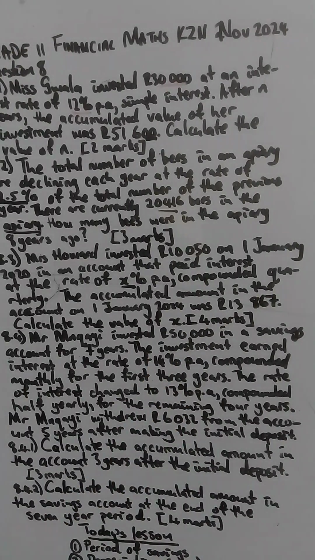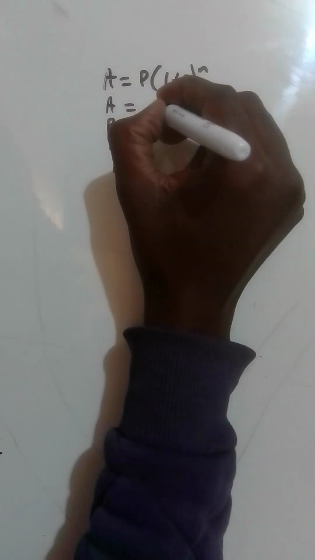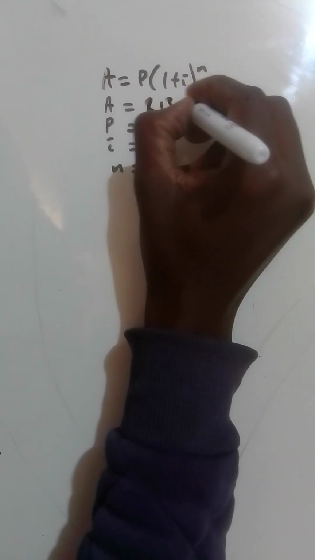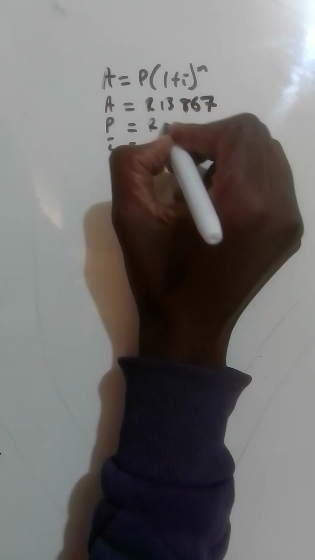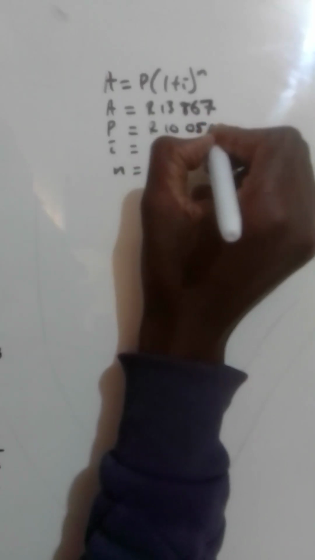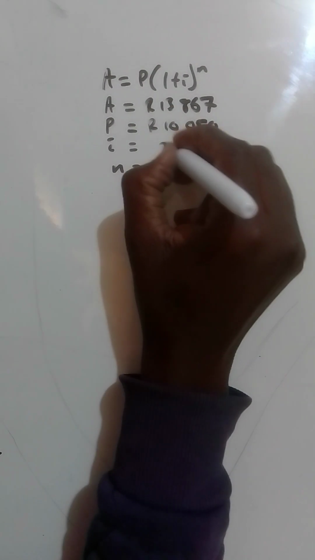So let's go ahead and write our formula. I've written our formula, which is A equals P, open bracket 1 plus i, close bracket to the power n. Remember, A is the accumulated amount, and we are told that Mrs. Howard, after 4 years, got 13,867 rands after she had initially invested 10,050 rand, which is P, our principal. The interest rate is what we are looking for, and we've been told that we must use the letter x, so x percentage is what we are looking for.